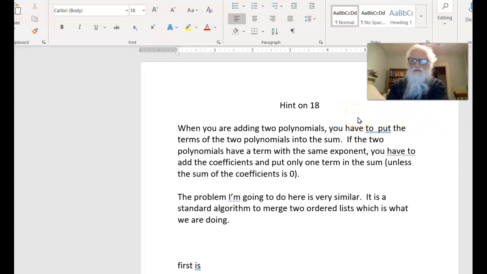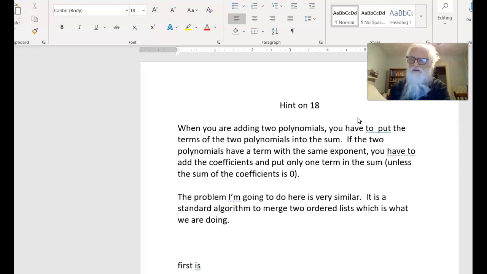I just put out homework 18. And homework 18 is to add two polynomials. And in this sense, I want you to overload the plus sign. Now, to do this, I'd like to show you a pretty standard algorithm that will help you do this, I hope.